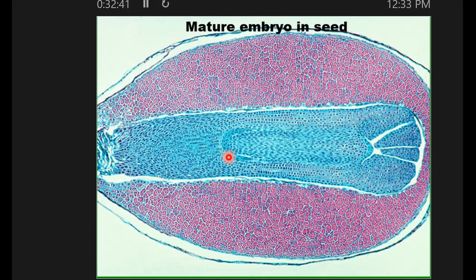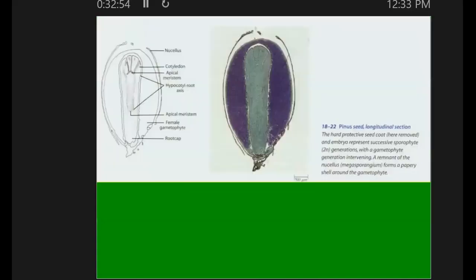So the megagametophyte is a huge part of the seed and really, really important because it helps feed the developing, germinating sporophyte. So this image here labels that. Here you can see they have it nicely labeled with the different parts of the anatomy of the baby sporophyte.